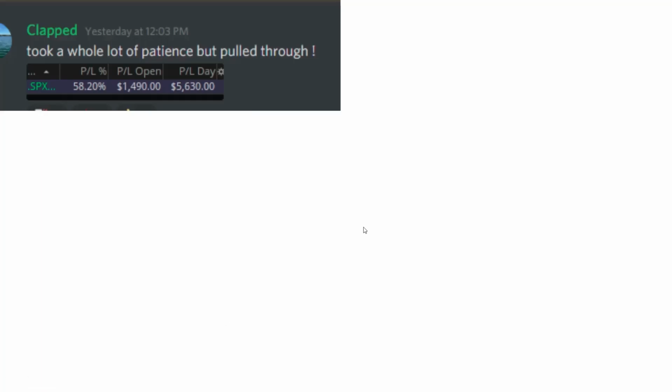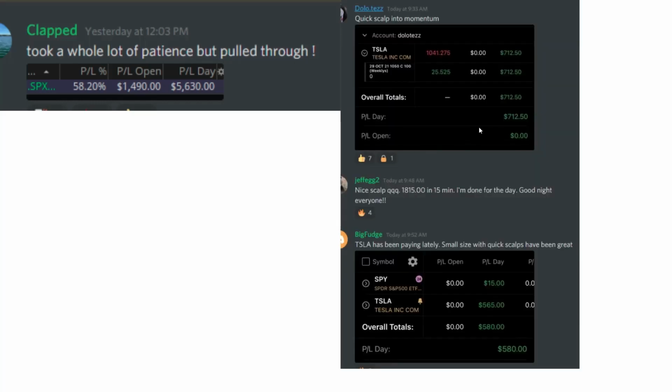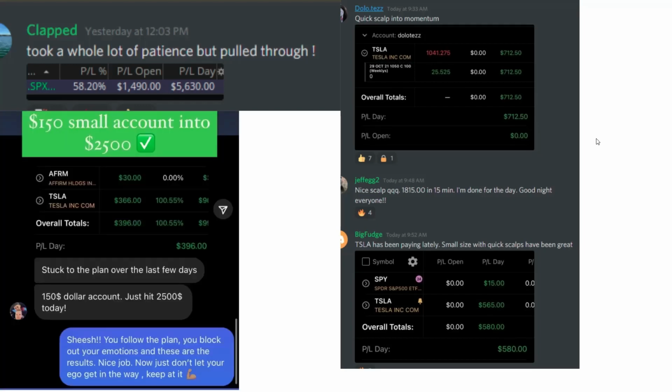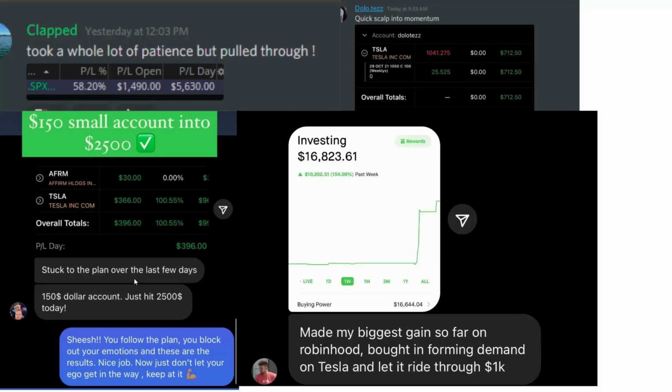And I love seeing stuff like this, especially from Amertitrade members. This is the result when you follow the process, you trust the plan, you trade your edge, and you understand the correct things about the market auction. This trader, $150 account, very, very small account, into $2,500 the past few days. You block out your emotions, you could get results like this. You follow your plan, you trust your process. $10,000 profit the past week on a $6,000 account.